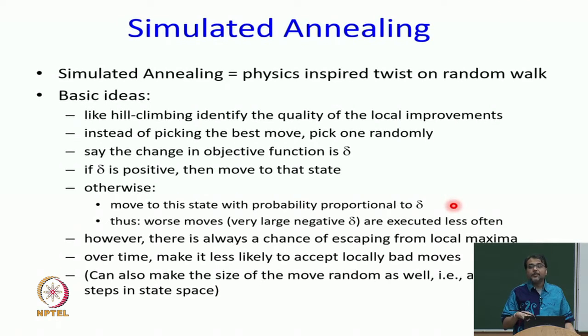And of course, when we say proportional to delta, it is not directly proportional, it is not linearly determined, because delta is negative in this case, and probability is always positive. Delta can be between 0 to minus infinity, while probability is always going to be between 0 and 1. So, we have to somehow convert this delta into a positive number and a probability.